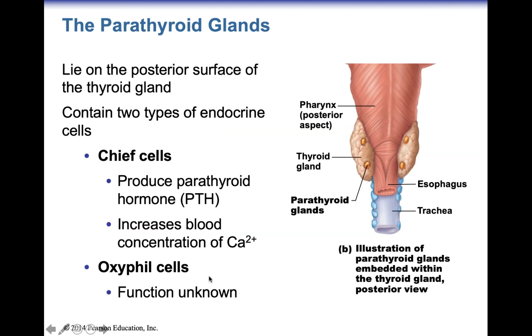The second cell is an oxyphil cell. Lucky for you, we have no idea what it does, so you don't have to know what it does either. But it is found in the parathyroid gland. And those glands, again, are these little orange nuggets on the back of the thyroid gland.